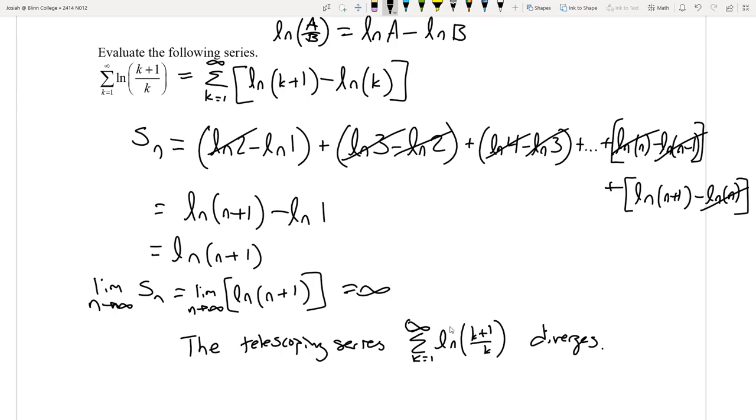So when we come back next time, for our next section, we'll start looking at tests for determining if some other series will converge or diverge. And we'll no longer be able to tell what it converges to if it does converge.